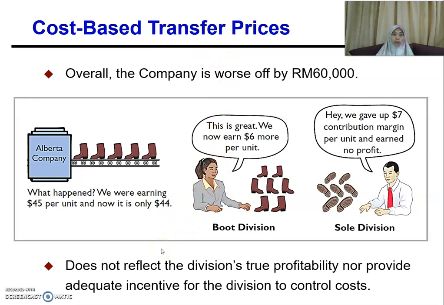So we have looked into the negotiated transfer price. We have looked into the cost-based transfer price. Next, we will look into the market-based transfer price.